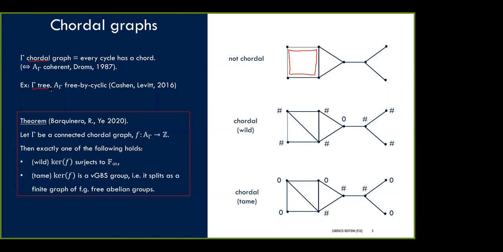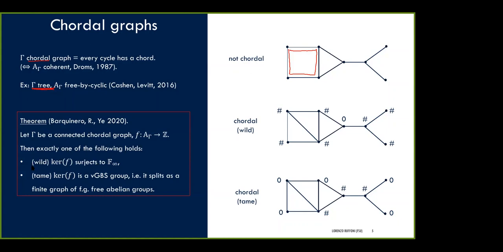Example to keep in mind is the case in which gamma is a tree. A tree has no cycle, so of course is a chordal graph. And back to one of my first slides, this is a kind of 3-manifold topology generated. And in this case, the RAAG is 3-bicyclic. And all I'm going to say today was covered in this case by Cashin and Levitt in a paper from 2016. But here's what we prove for more general chordal graphs.